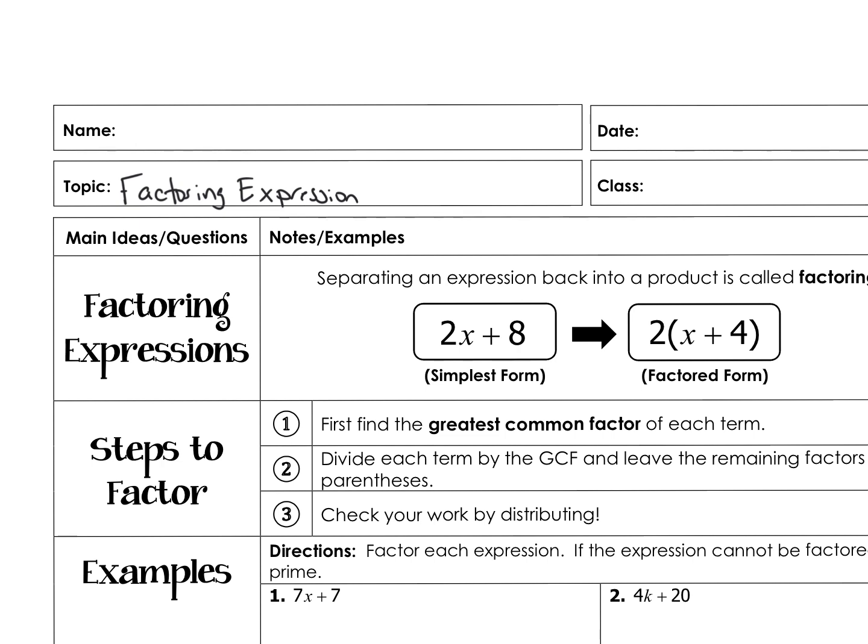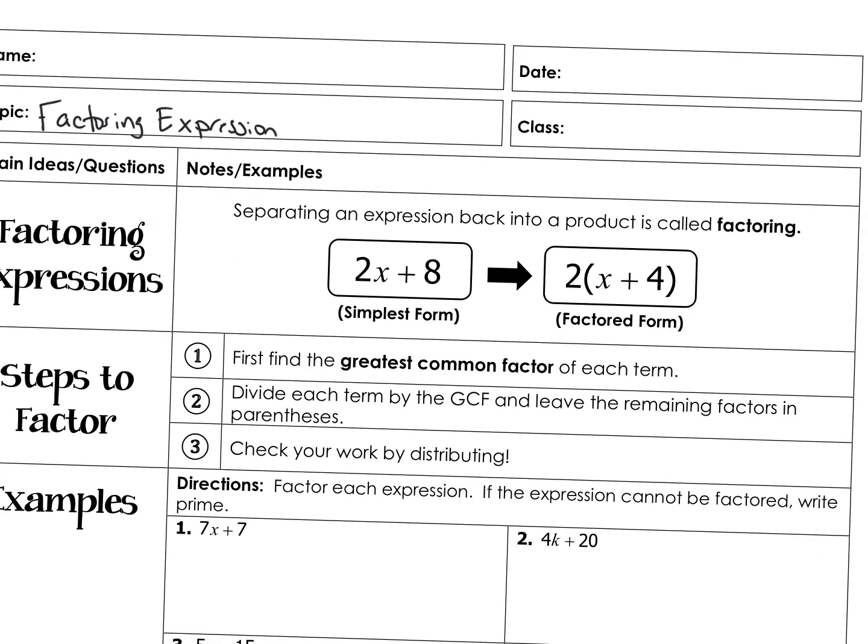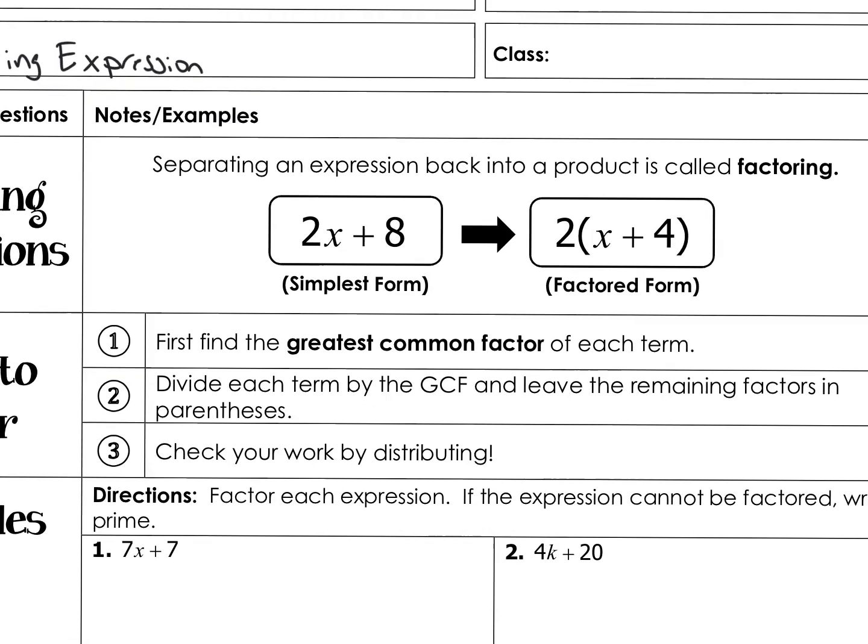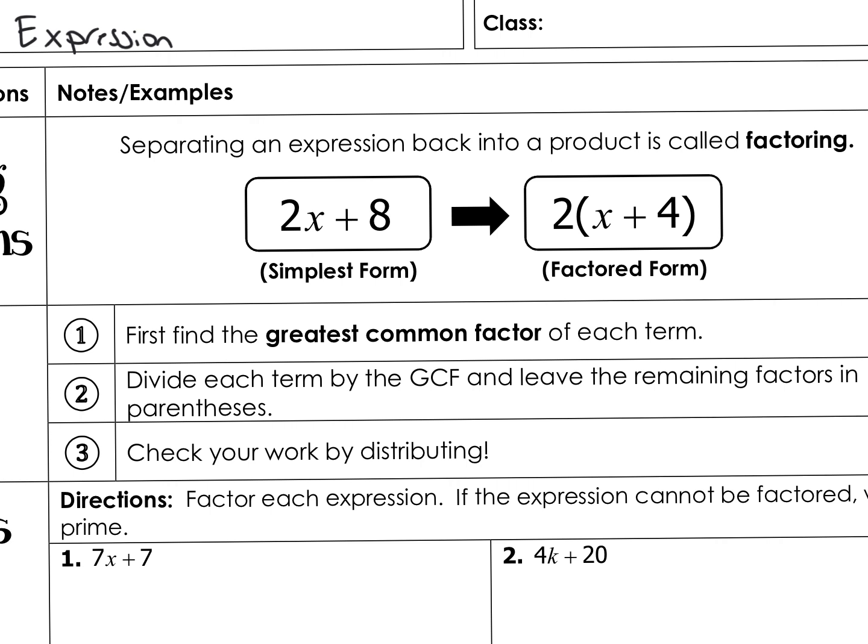So factoring expressions is basically just separating an expression back into a product using the reverse of the distributive property. So our original expression here in simplest form is 2x plus 8. And what we look at first is the greatest common factor for each term. So remember, terms are separated by that plus or minus sign. In this case, 2x and 8 can both be divided by 2. That would be their greatest common factor, which is why our 2 is outside the parentheses.